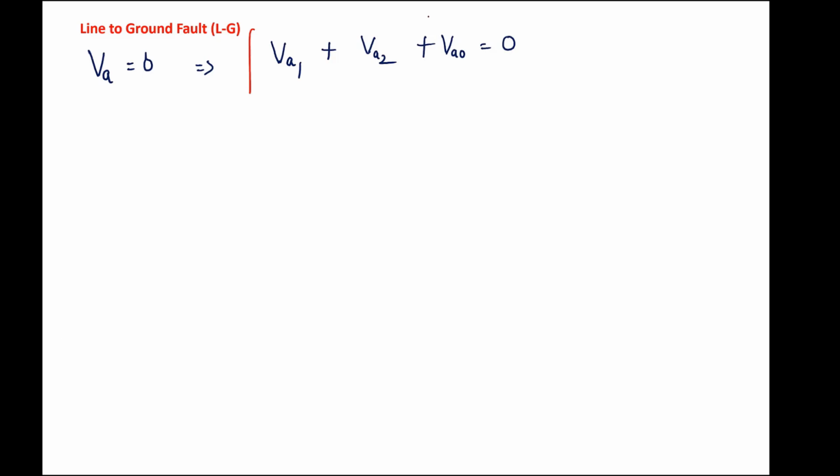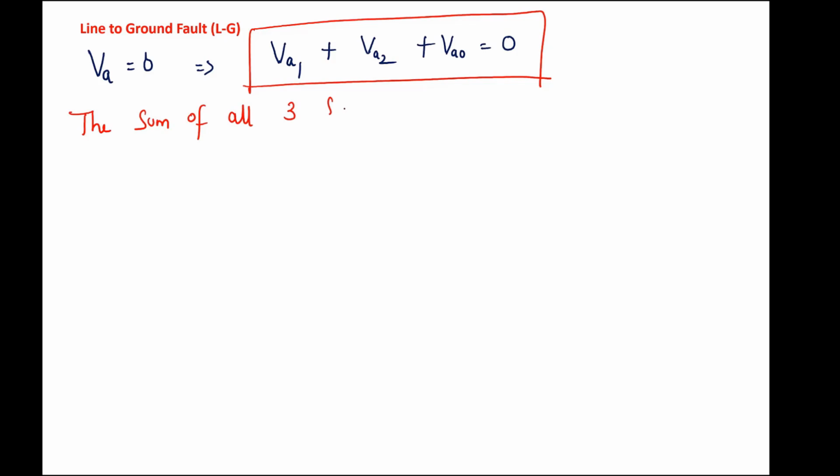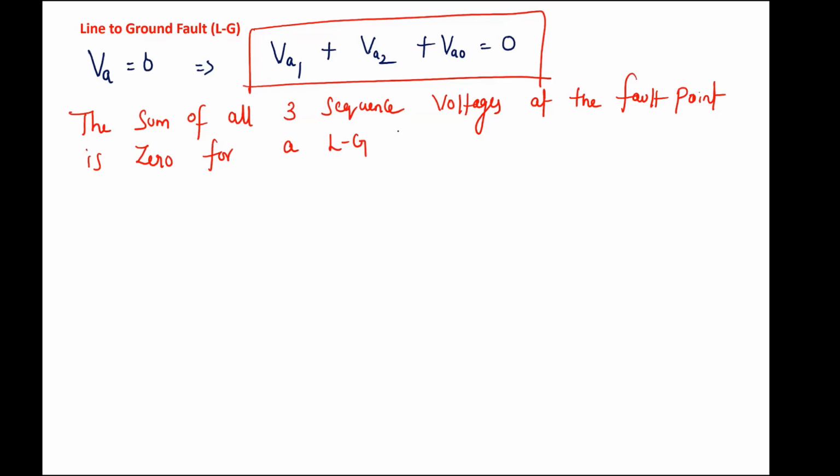So this is also one important result. The sum of all three sequence voltages, that is the sum of positive sequence voltage, negative sequence voltage, and zero sequence voltage, at the fault point is 0 for a single line to ground fault.